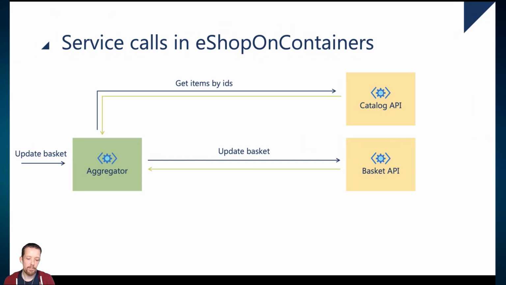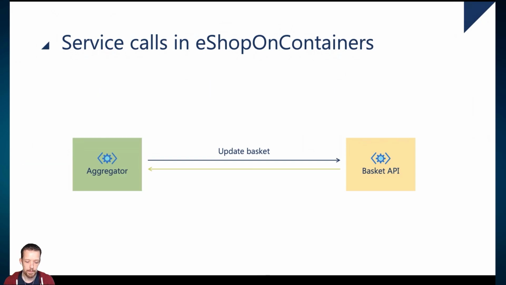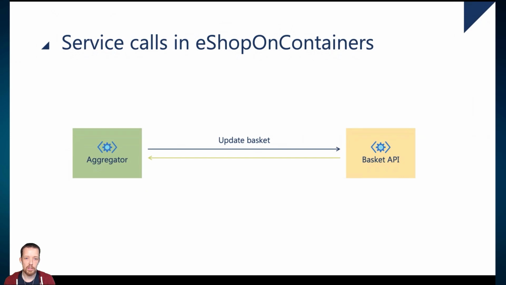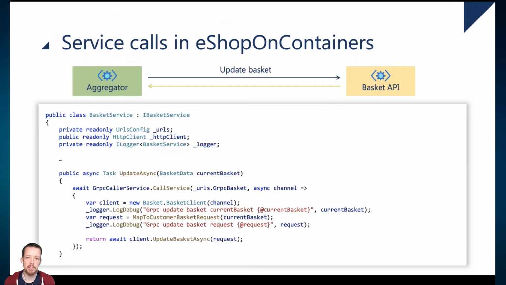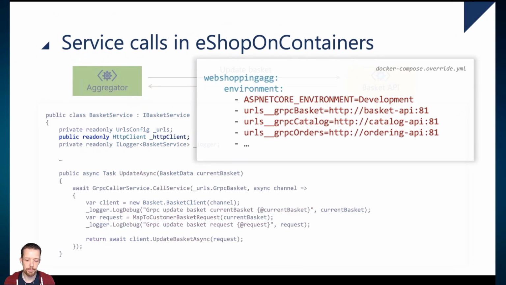Now for now, let's focus on that second call, on that call from the aggregator to the basket API. So eShopOnContainers uses proto files to generate strongly typed gRPC clients. And in this snippet, you can see that it uses this generated basket client class to make the gRPC call. And then, of course, it also needs to know where the service is hosted. So it stores that address configuration in environment variables. So this is all how it was in eShopOnContainers. So let's now look at how we change this to work with Dapr.